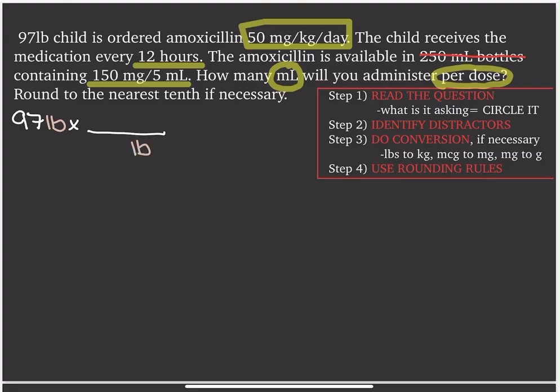So the child is 97 pounds. We need to get that to kilograms because we need to know how many kilograms we're multiplying by the amount of milligrams. So that gives us 44.0909 kilograms. And that represents the total weight in kilograms the patient is.